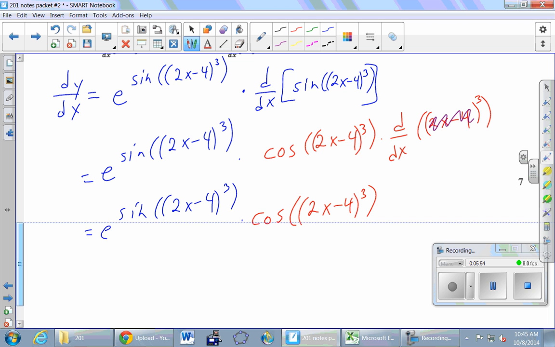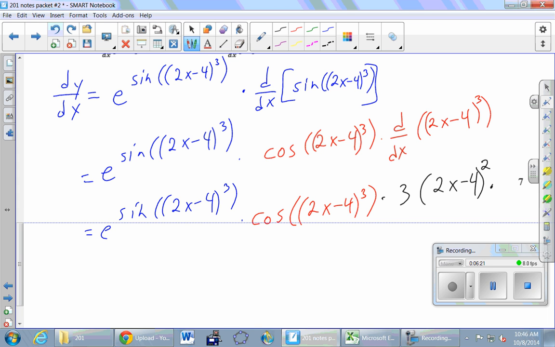If it was just x to the third, what would the derivative be? 3x squared. But now it's this stuff to the third, so what's the derivative? 3 stuff squared, right? So the next piece is 3 times the stuff to the second power, right? It's like 3x squared. It's just more complicated than x.